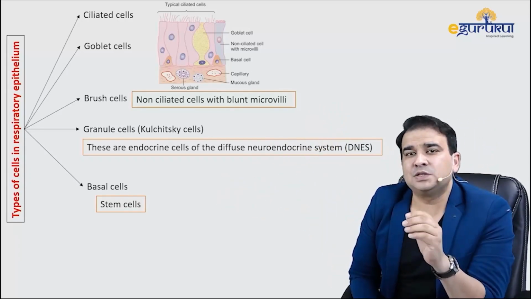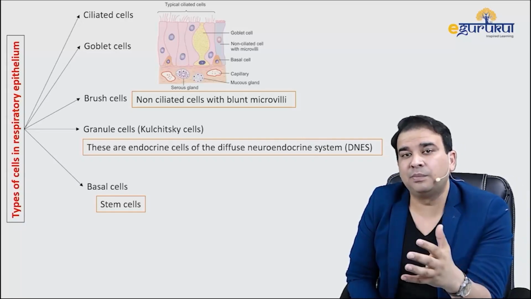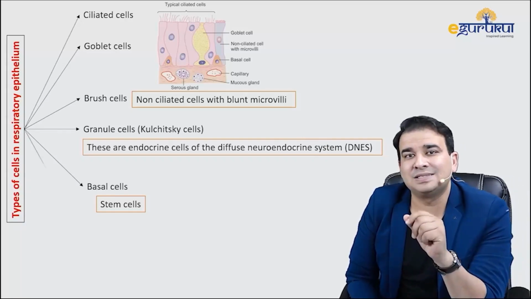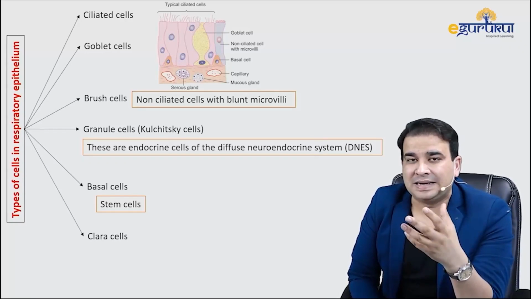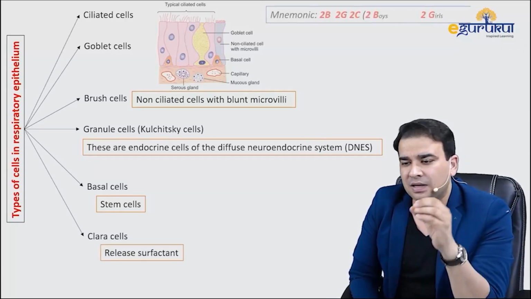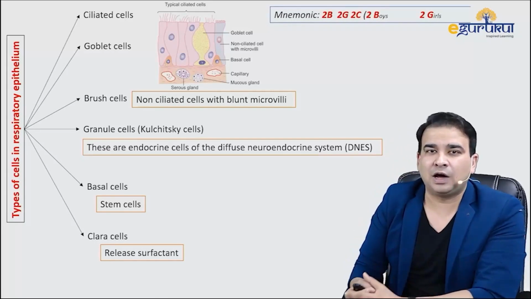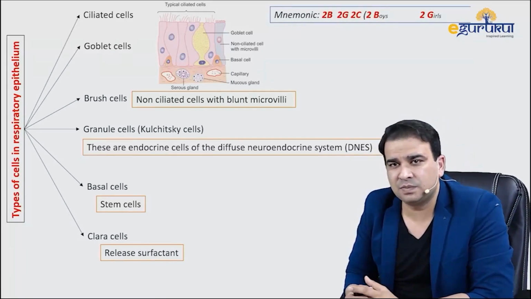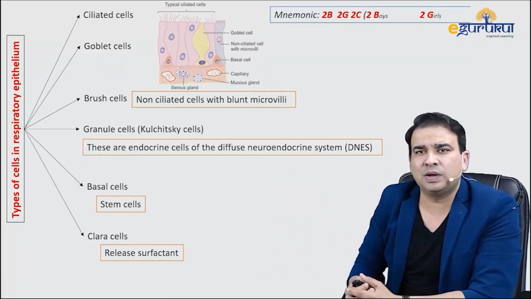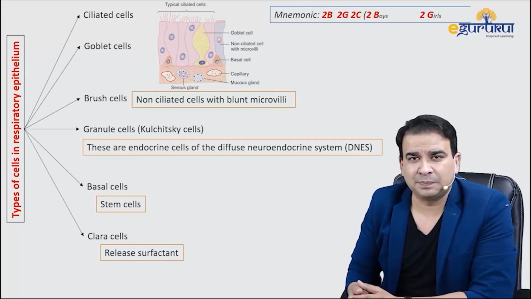And lastly, the cells which we appreciate from the terminal bronchioles onward are called the Clara cells, which secrete the surfactants and keep the lower respiratory tract patent, and will not allow it to collapse. That is the Clara cells. We'll discuss all these cells separately also when we see the different kinds of lining.